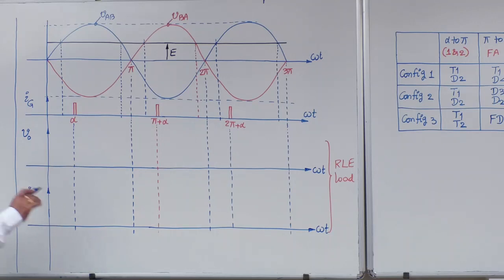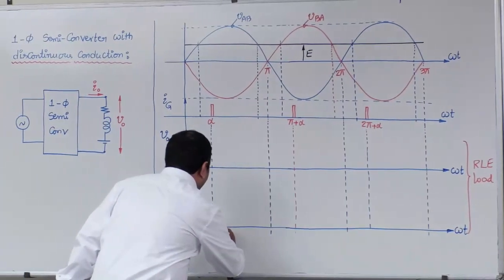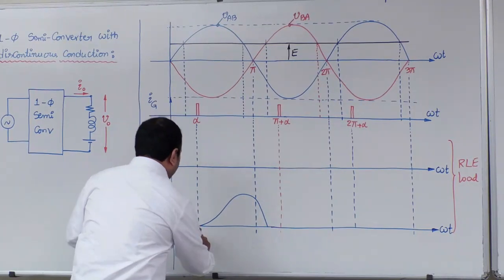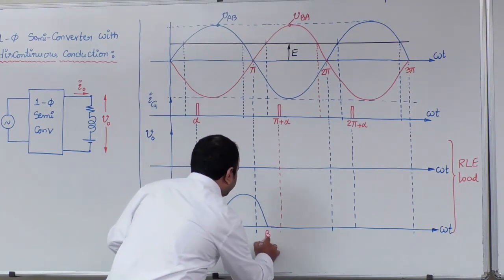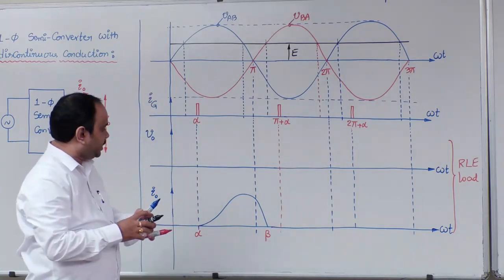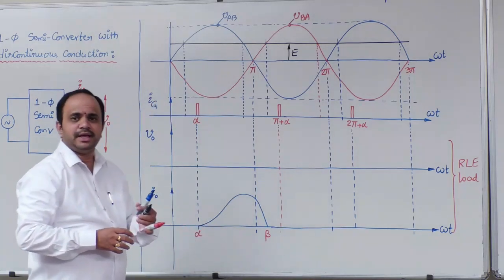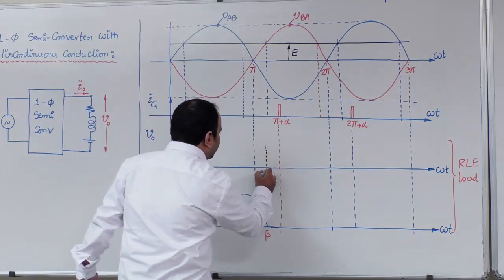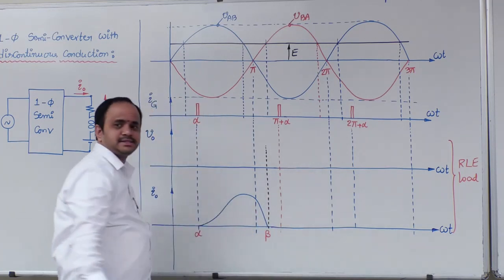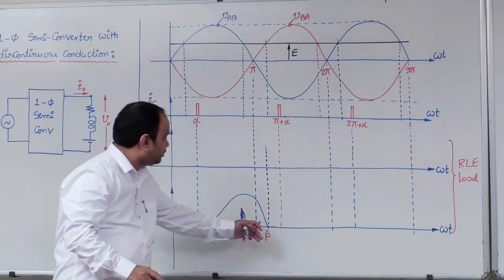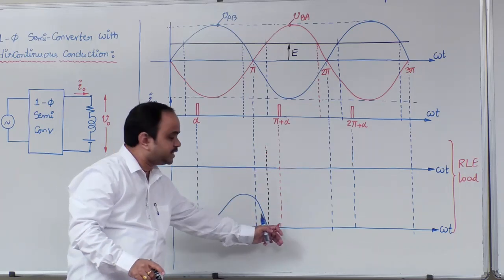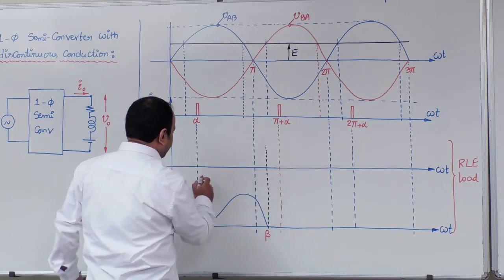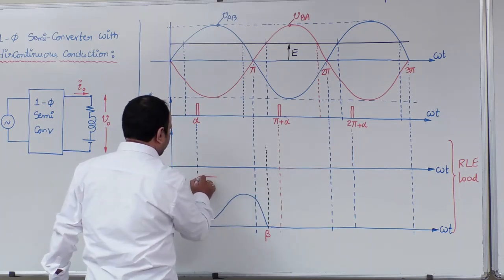The I0 waveform will have sinusoidal and exponentially decaying components from alpha to beta. At omega t equal to beta, there is a discontinuity. From beta to pi plus alpha, there is a discontinuity, right? So now in this interval, again, what is the subdivision?